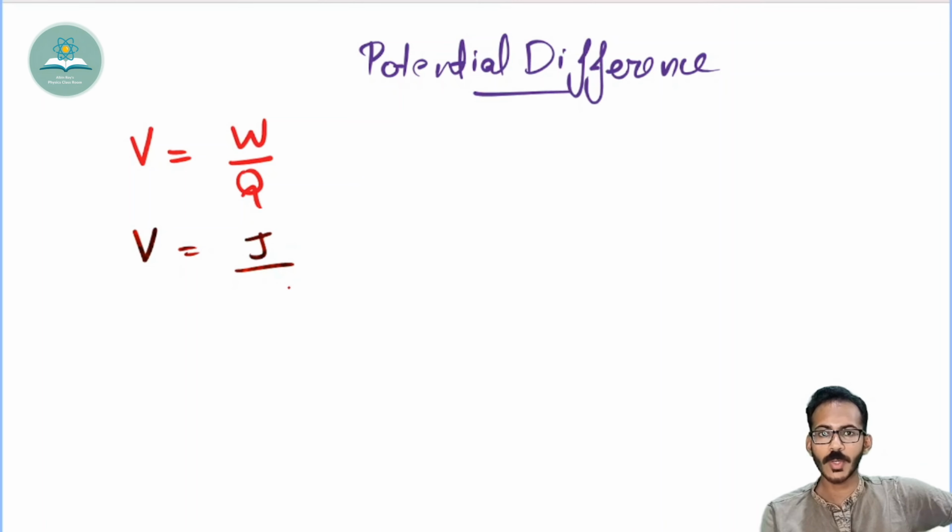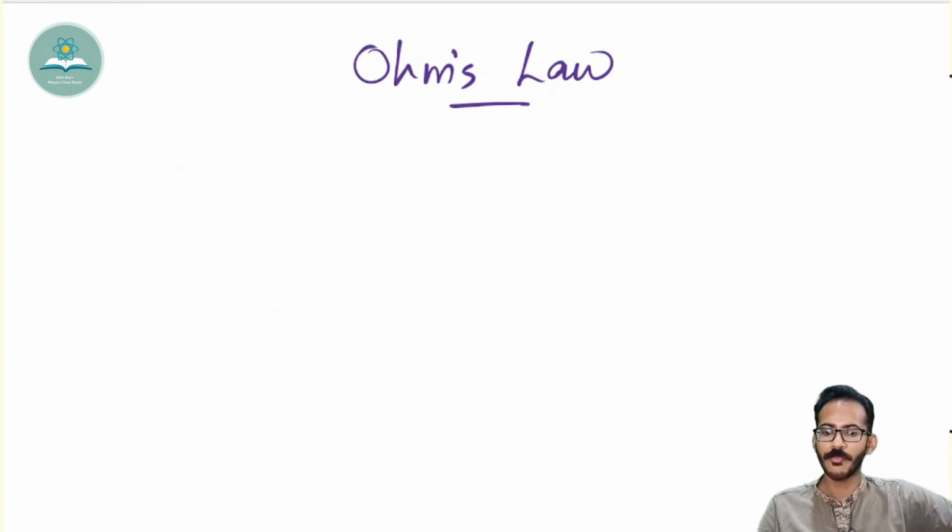And the SI unit of charge is Coulomb. So 1 volt is 1 Joule per 1 Coulomb. Now we have studied about current and potential difference. So we have a rule relating both, that is Ohm's law. Ohm's law states that potential difference is directly proportional to current in a given circuit.